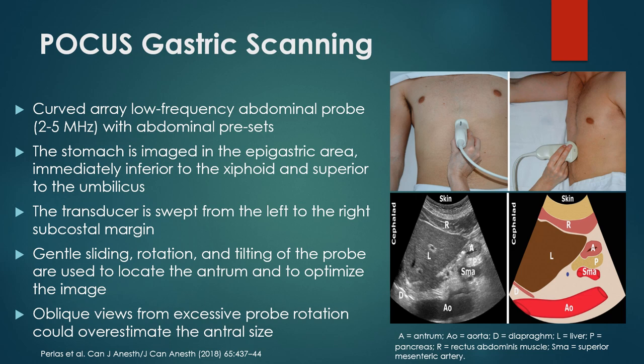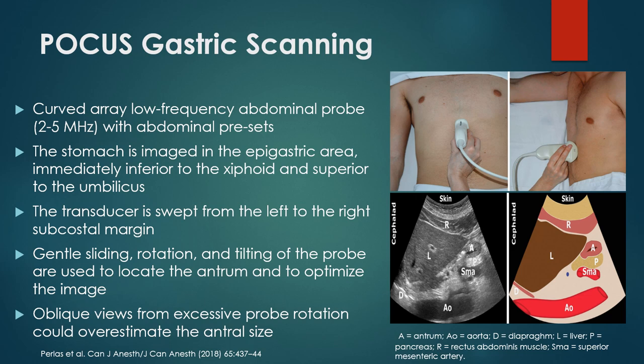Typically, you're going to be on your right side, right lateral decubitus. If you're supine, you're not really going to get good separation. You might end up getting the pylorus. So typically, it's right lateral decubitus, as you can see here in this panel on the right. The transducer is swept from the left to the right subcostal margin. You use a gentle sliding, rotation, and tilting of the probe to locate the antrum and optimize the image.